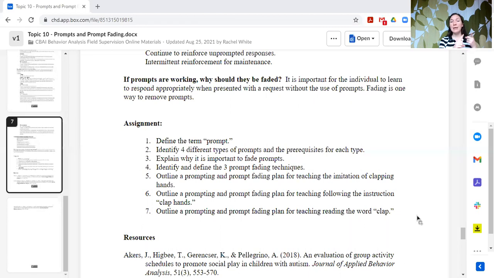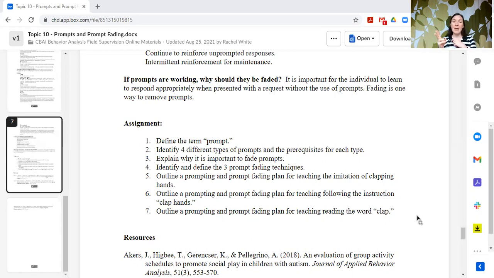So the first one is teaching the imitation of clapping hands. So I want someone to copy me when I clap my hands. So this would be my SD, is me modeling clapping. What would be a prompt? And then how would you fade that prompt out? So you're going to select a prompt and you're going to select a prompt fading strategy. And you're basically going to write it out like bullet points of what that would look like. First, I would do this, then I would do this, then this, then this, then this.